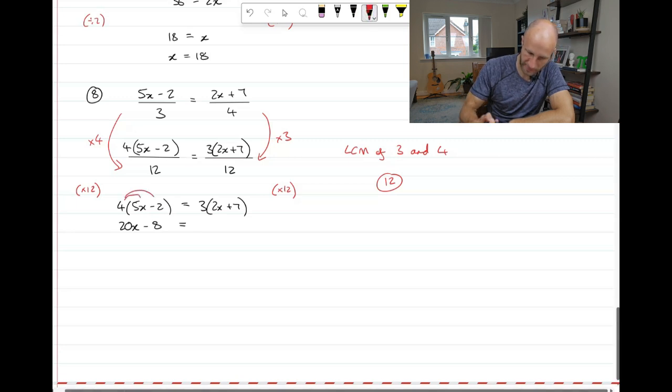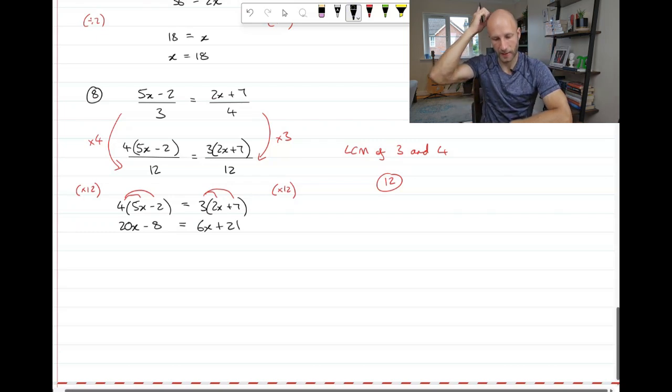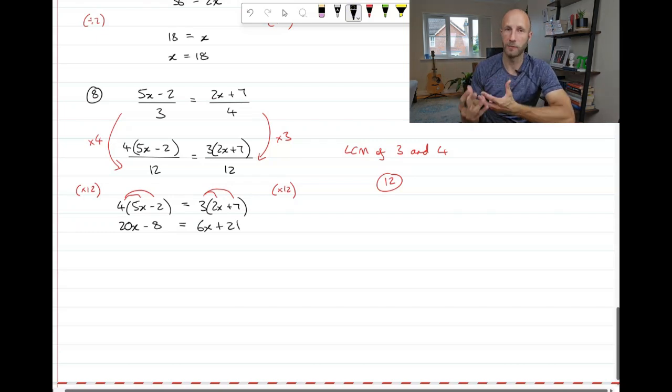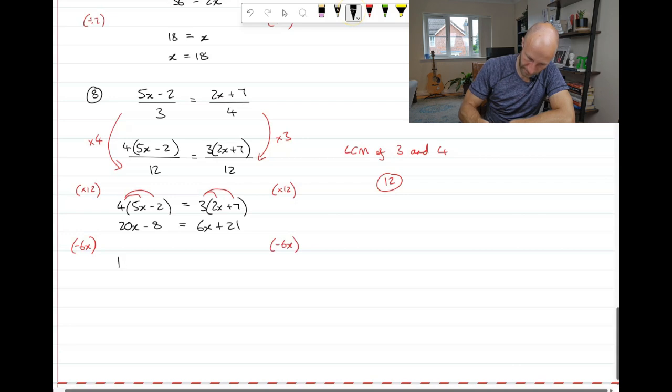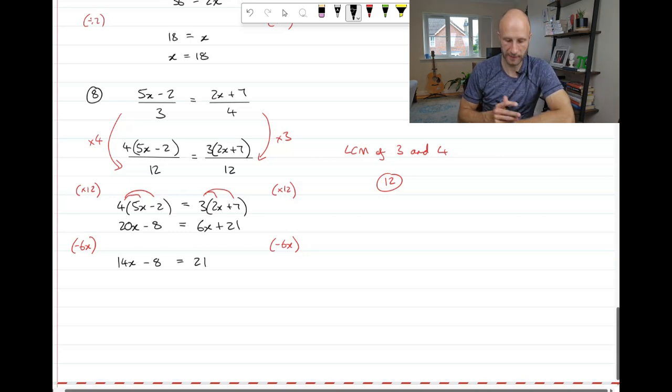So just expand this side: 6x and 21, 3 times 2x and 3 times 7. And then I've got my manipulation stage where I'm going to get all the x's on one side. Again, watch the 3rd video to help with that. So minus 6x from both sides changes this. 20x minus 6x is 14x. The number won't change, because I'm subtracting x's. Then I can add 8 to both sides to get rid of the minus 8.